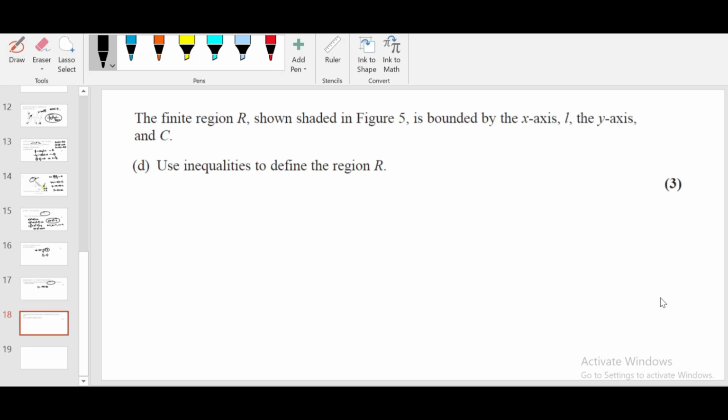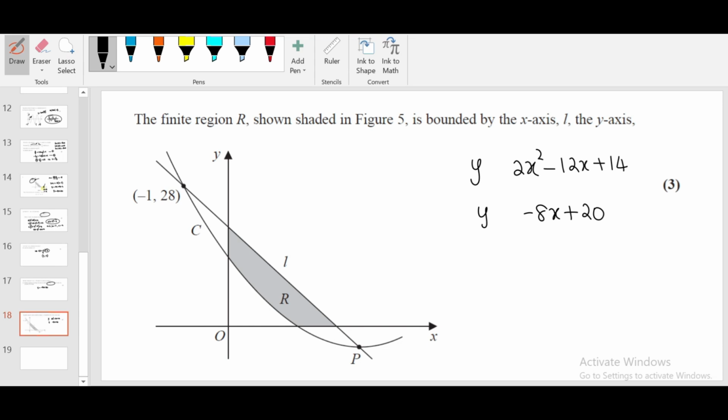The finite region R shown shaded in the figure is bounded by L and C. Use inequalities to define R. We need to find the inequalities that define this shaded region. So always remember, when the shaded region is above or on the right hand side, use greater than or equal to. If it's below or left hand side, use less than or equal to. This is for a solid line, this is for a dotted line.